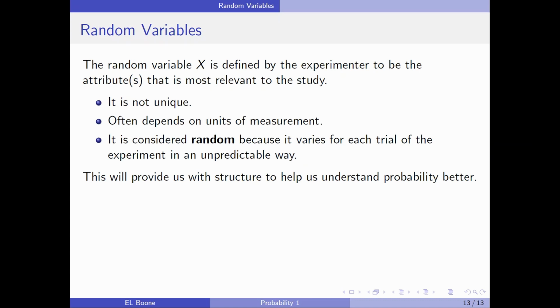Okay, so one thing you should know about random variables, they're not unique. And that's why I tried to show you there's a whole bunch of ways to measure a fish. Most experiments have a whole bunch of ways you could measure them. So it often depends on the units of measurement. If you're measuring with a scale, you might be measuring in grams. If you're measuring with a tape measure, you might be measuring in meters, right? So they have different units of measurement that go with them. And the key thing here is it's considered random because it varies for each trial of the experiment in an unpredictable way.